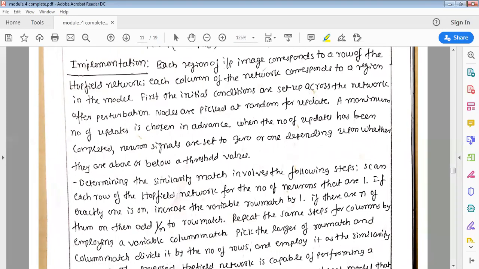I told you each region of the input image corresponds to a row and each column of the network corresponds to a region in the model. Initial conditions are set up, and once you train the matrix, you will get ones and zeros. It will tell how similar 1 and 4 and 1 and 5 are. Then we keep changing the matrix by rotating the image to train the neural network.